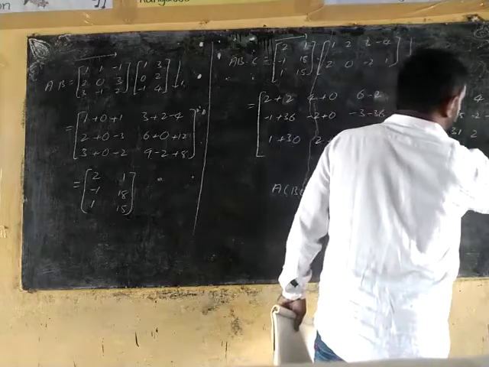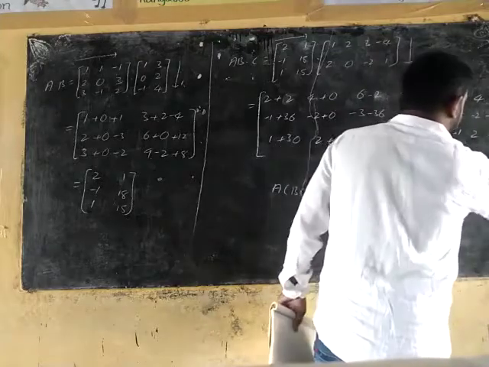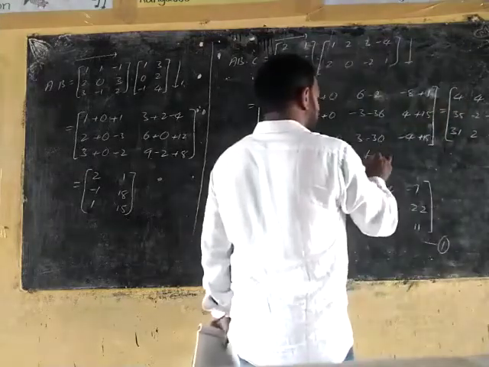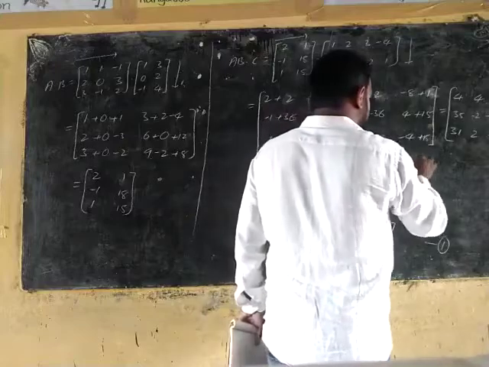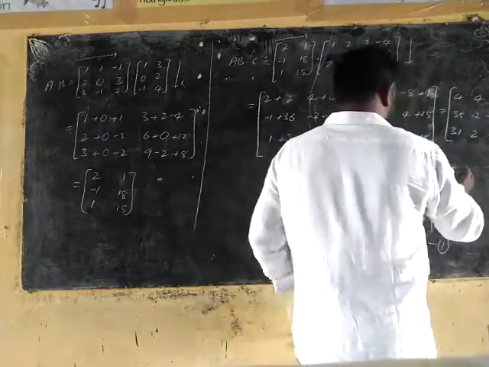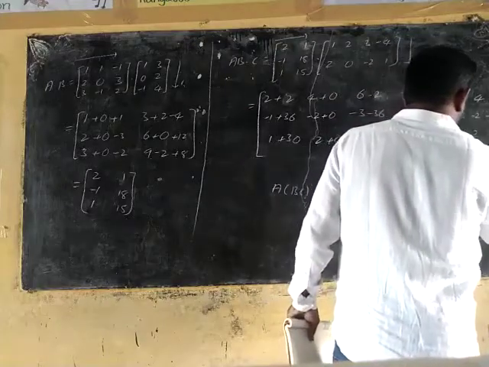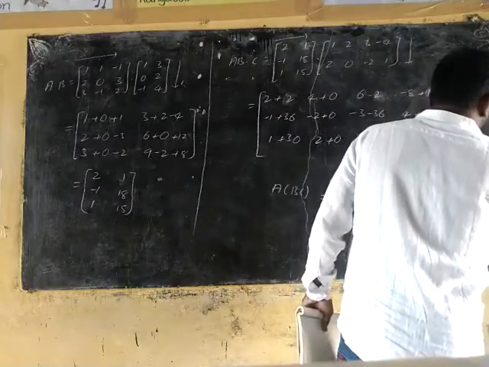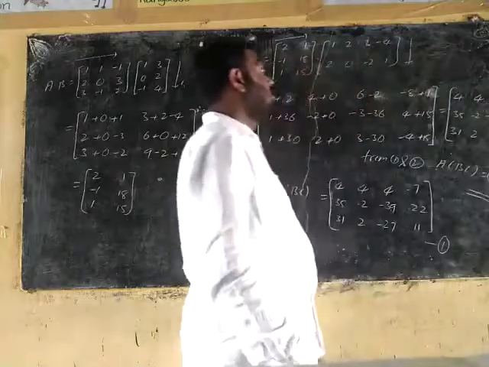15, 11. This is the equation number. From 1 and 2, so A into BC is equal to AB into C. This is the answer.